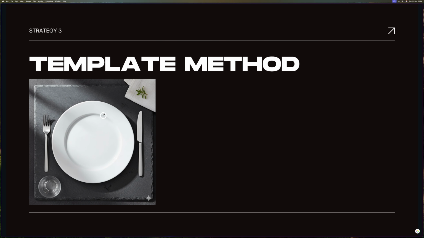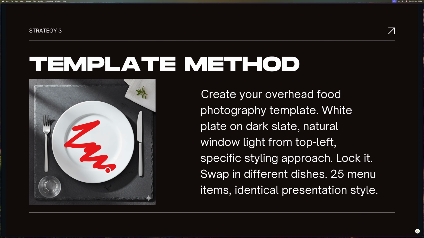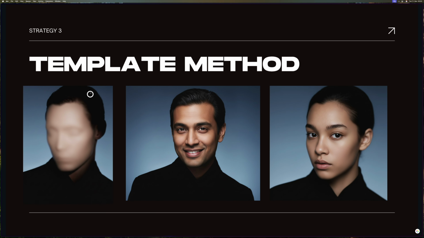Restaurant menu, create your overhead food photography template. White plate on dark slate, natural window light from top left, specific styling approach. Lock it. Corporate headshots. Build your team photo template. Gray background, even lighting, professional setup. Lock it. Change only the person description for each employee.